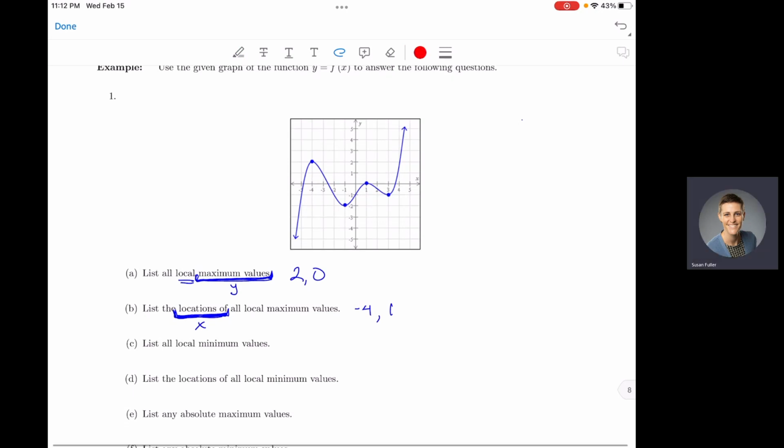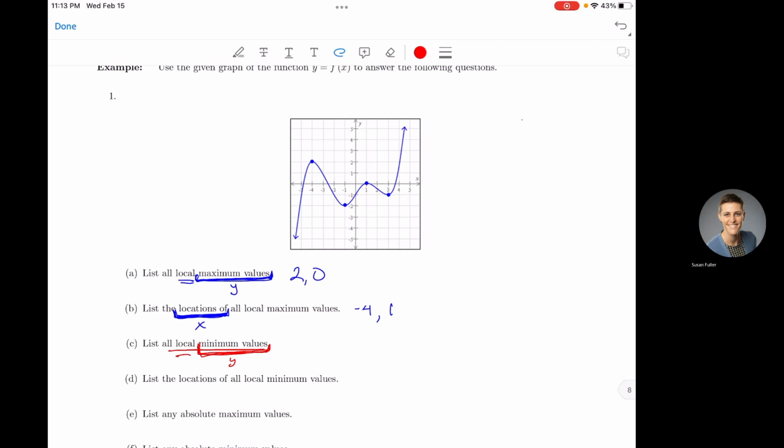Okay. So now let's switch to local mins. So we want the local minimum values. Local means I'm going to list all minimums, which means any bottoms of any valleys. And minimum values is what they're looking for here. That means the y values. So all local minimum values.